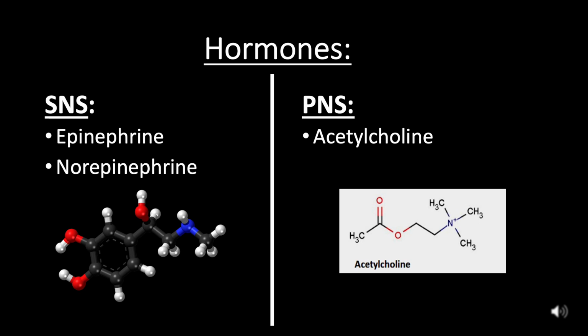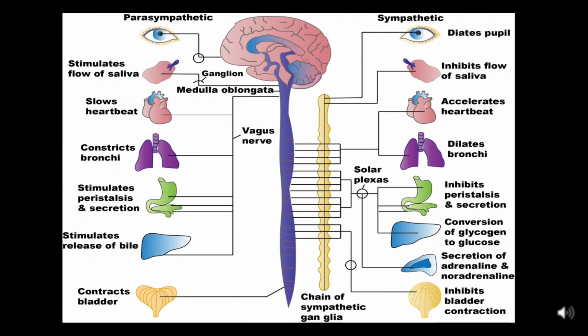Hormones difference between the sympathetic and parasympathetic nervous system. The sympathetic nervous system involves epinephrine and norepinephrine, and the parasympathetic nervous system involves acetylcholine. This diagram shows the difference between sympathetic and parasympathetic body responses on different body organs.